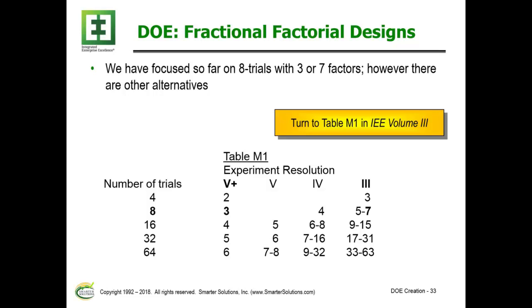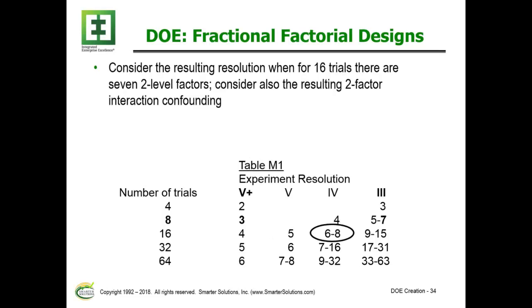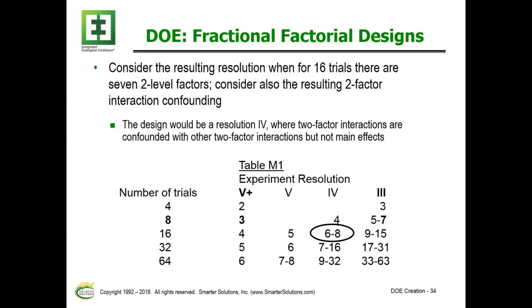Let's look at 16 trials. If you have 4 factors in 16 trials, that's a full factorial. With 5 factors, you get resolution 5, where 2-factor interactions are not confounded with each other. Excuse me, I said it wrong. In resolution 5, 2-factor interactions are not confounded with the main effects. In resolution 4, the main effects are not confounded with the 2-factor interactions, but 2-factor interactions are confounded with each other. And in resolution 3, 2-factor interactions are confounded with the main effects. So this design would be a resolution 4, where 2-factor interactions are confounded with other 2-factor interactions, but not the main effects.